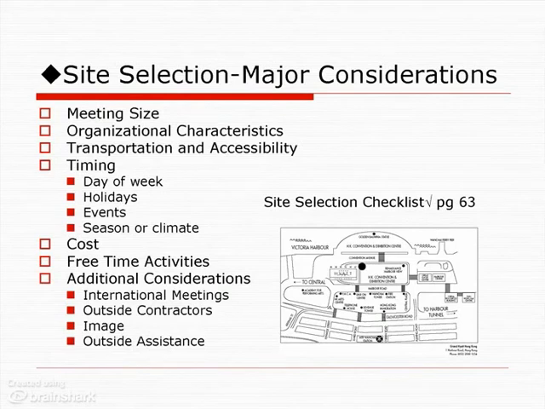The selection of the site for your meeting is a major consideration. We've talked about the meeting size, but that is a determining factor. What are your organizational characteristics? What type of venue are you looking for in terms of your meeting and your companies that are coming or the individuals attending the meeting? What are the transportation and accessibility issues? Is it easy to transport people from the airport to the location? And what about accessibility? And this is accessibility in terms of handicap accessibility as well as the accessibility issues of how easy it is to get to your location.